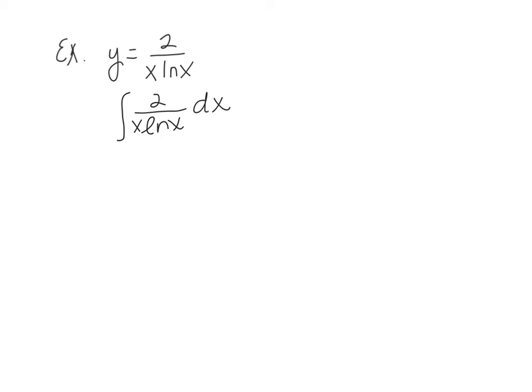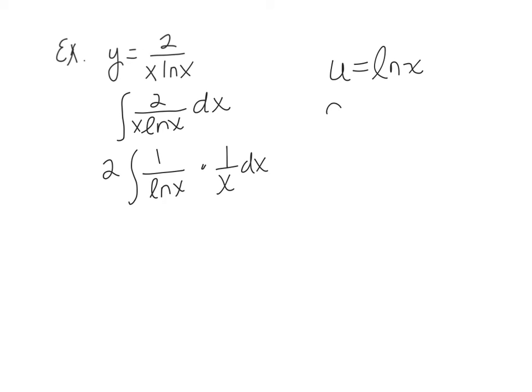All right, so let's rearrange this just a little bit. The 2 looks like it could come out as a constant, right? I would have 1 over the natural log of x times 1 over x dx. Well, this suggests possibly u substitution. So what would we let u be? Well, how about we let u be the natural log of x? du would be 1 over x dx, and then that begins to look a little more familiar.